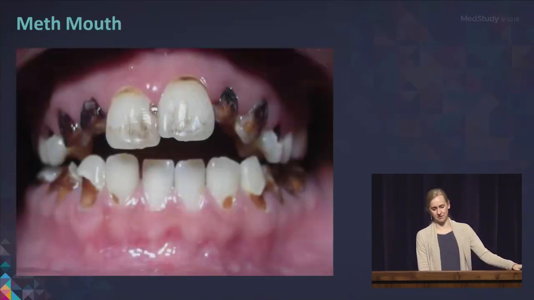So this is meth mouth. You can see how it's eating away at the gum line from the chronic bruxism, and there are parts back here where the teeth are being basically worn away from the grinding.